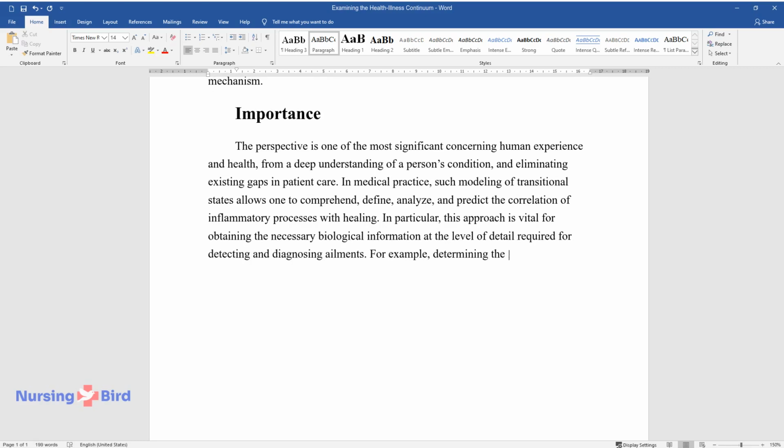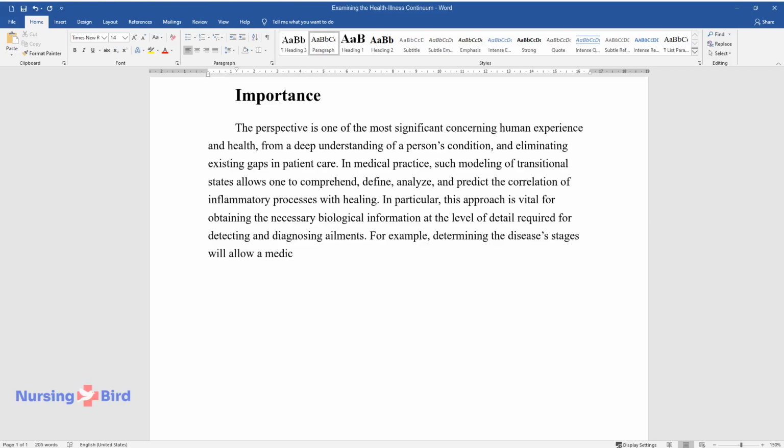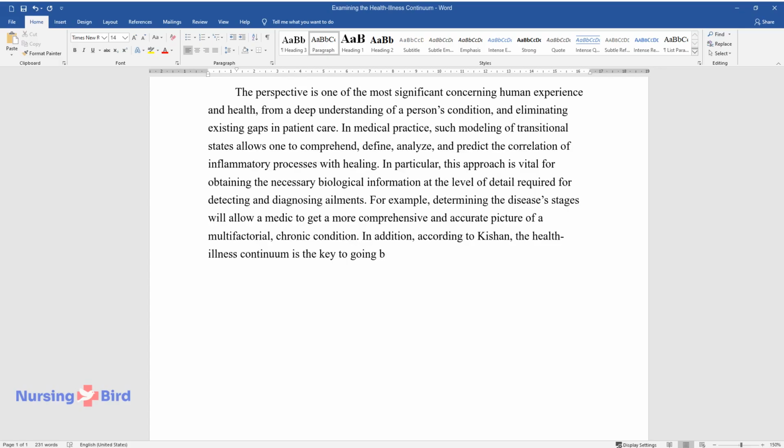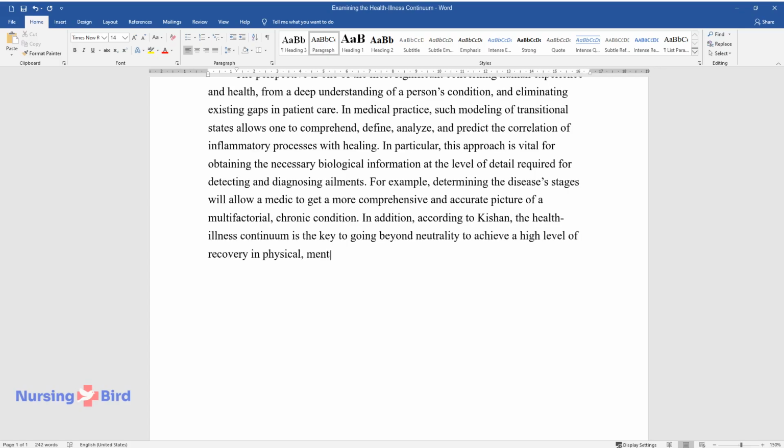For example, determining the disease's stages will allow a medic to get a more comprehensive and accurate picture of a multifactorial, chronic condition. In addition, according to Kishan, the health-illness continuum is the key to going beyond neutrality to achieve a high level of recovery in physical, mental, or moral terms.